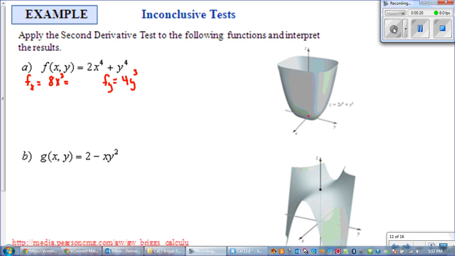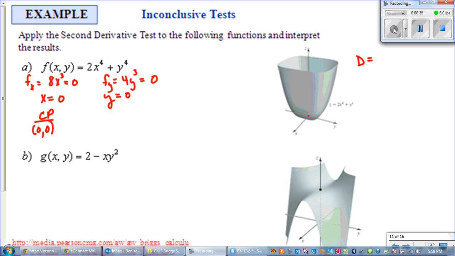Now the only way that these two partials will both be 0 is if x is 0 and if y is 0. So our only critical point will be the point (0, 0). So that's our only possible maximum or minimum. Okay, so now let's look at the discriminant.